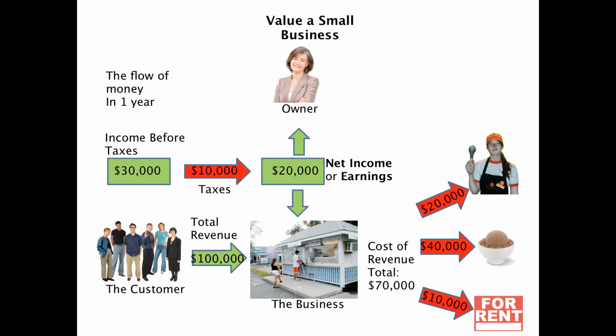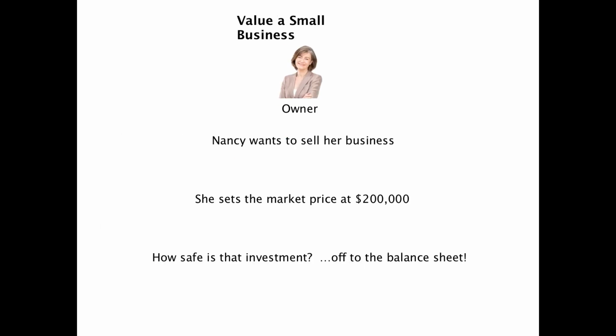And Nancy had 2 options. She could keep that money for herself, she could pay herself, or she could put the money back into the business. We had talked about in the previous lesson what Nancy's business was worth. So let's assume that Nancy wants to sell her business. She doesn't want to own it anymore, and she's asking $200,000 for somebody to buy it. So that's her market price. Whenever a person sets that price, that doesn't necessarily mean that they're going to get $200,000 for the ice cream stand, but that's what she's asking for.